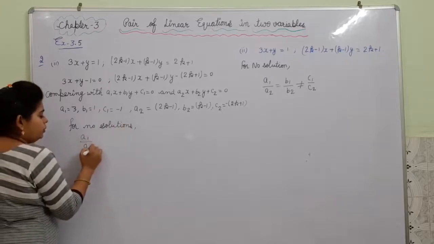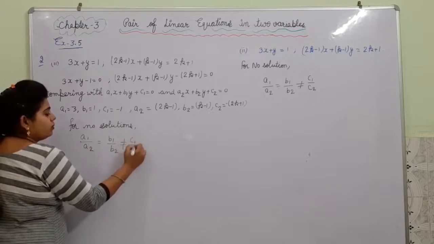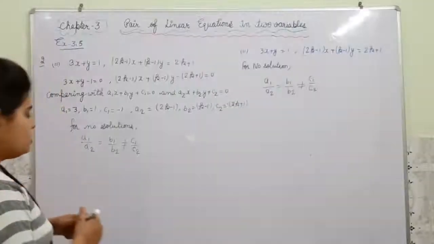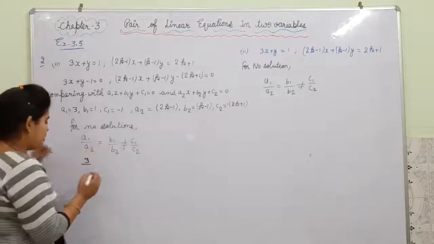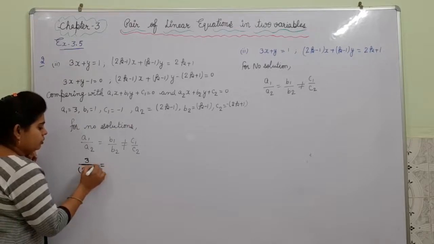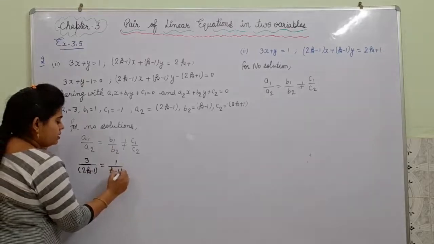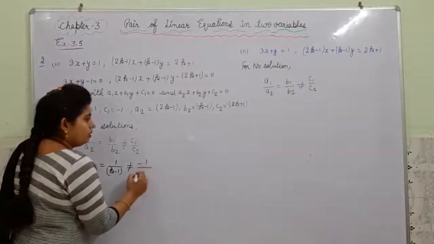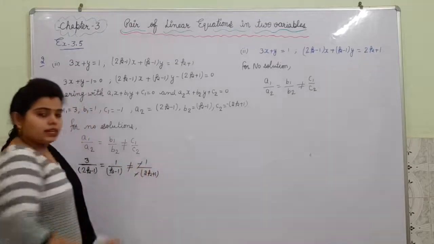A1 by A2 is equal to B1 by B2 not equal to C1 by C2. This is the condition for no solution. Substitute these values. A1 is 3, A2 is 2k minus 1, is equal to B1 is 1, B2 is k minus 1, and it is not equal to minus 1 upon minus of 2k plus 1. Minus cancel out.